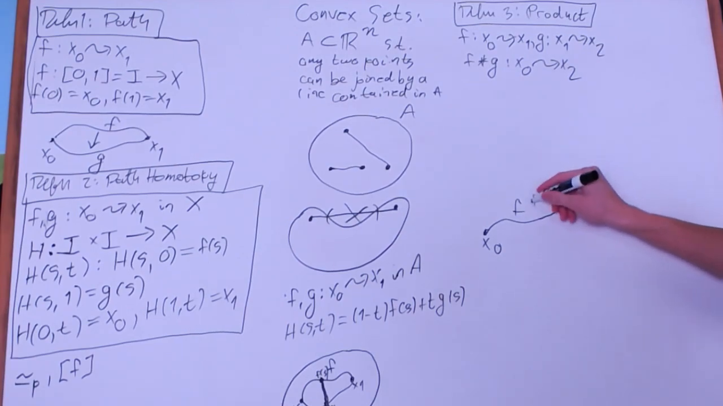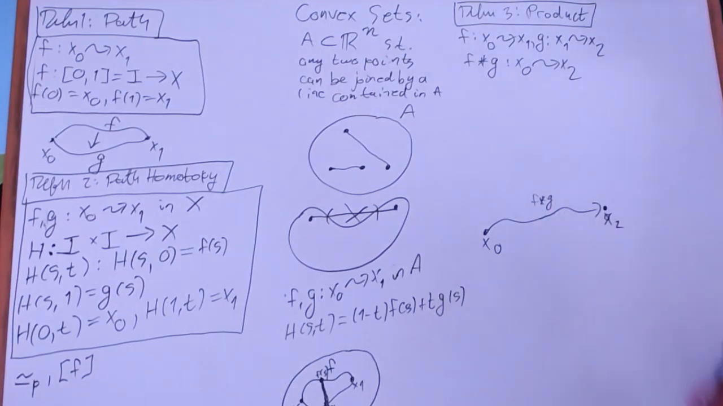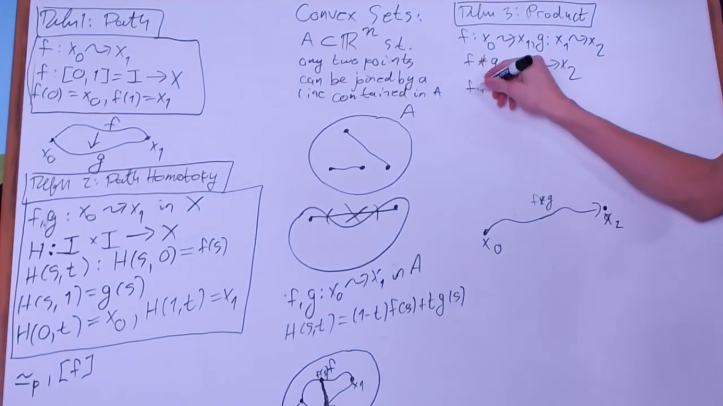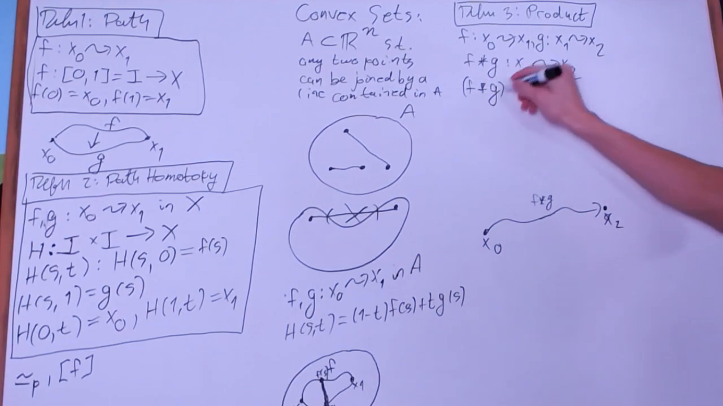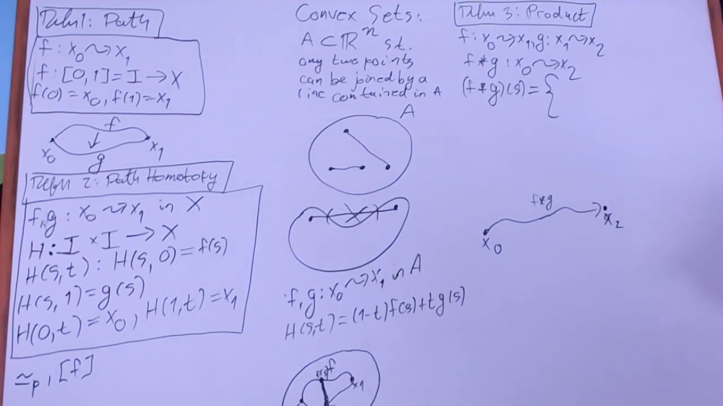So this is going to be what f star g is going to be. It's just going to be skipping over that middle point and then speeding it up so that it has the correct time unit. Now, how do I rigorously define that? Well, let's go ahead and do f star g of s. The way we define it is going to be very similar to the transitive homotopy that we discussed last time.